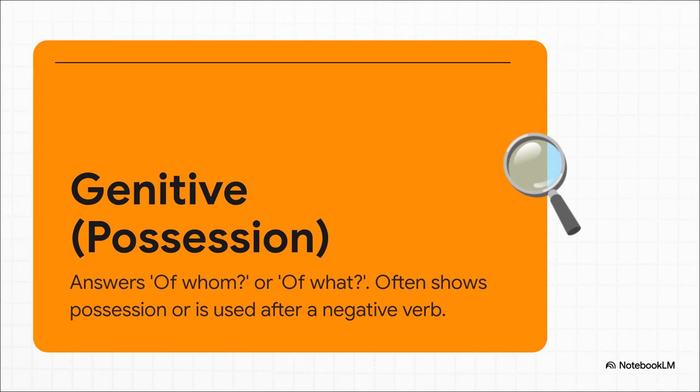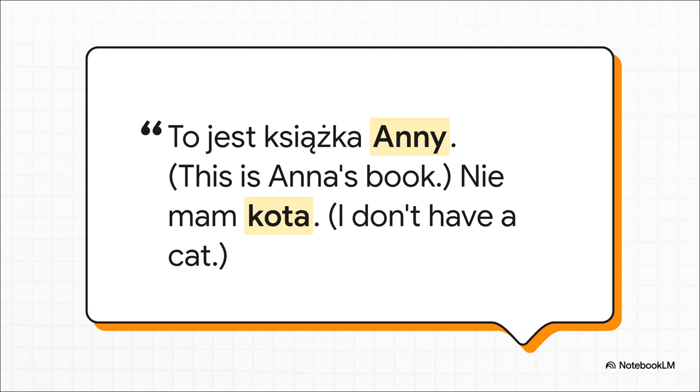Take the genitive case, for example. This one is a real multitasker. It's often used to show possession. You can think of it like the Polish version of adding an apostrophe S. And, interestingly, it also shows up anytime you make a sentence negative. So you'd say, to jest książka Anny, which is like saying, this is the book of Anna, or just Anna's book. Her name changes to Anny to show it belongs to her.